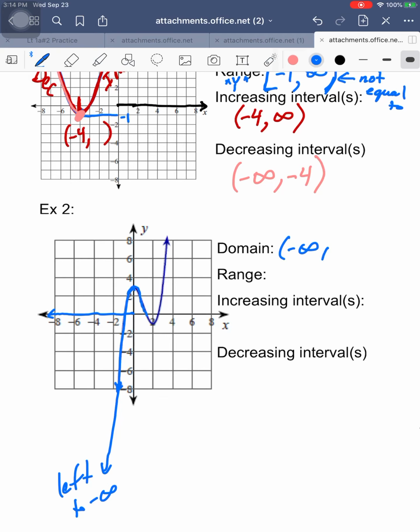Those are x values. And how far right will the graph go? So this continues to the right. The right side goes, it's going to keep going right forever. So it's also going to go to right to infinity.